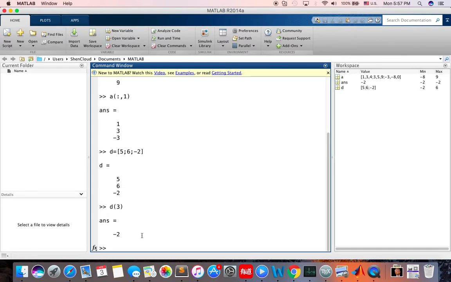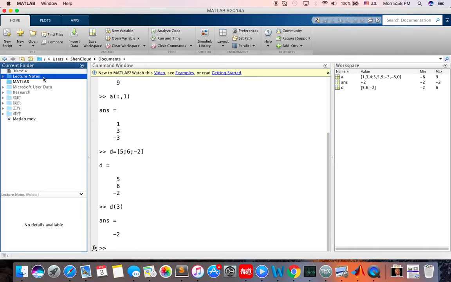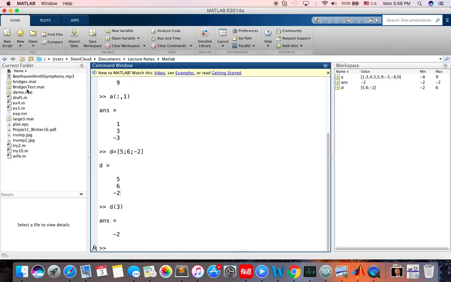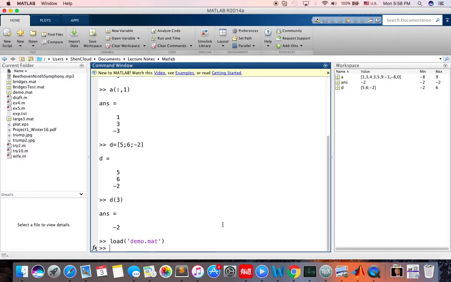Also, matrices and vectors can be loaded from files. So first, let's search the path. So here, Documents, lecture notes, and Matlab. So now the file is selected from this folder. We can load any file as you want. For example, we can load demo.mat. So here, load demo.mat. So any file in demo.mat is loaded. For example, B, C, and large1, large2 here.